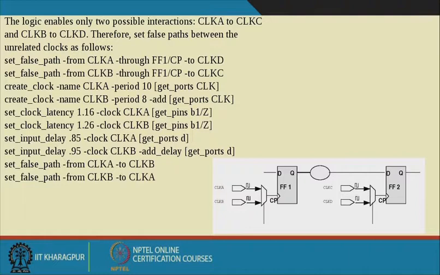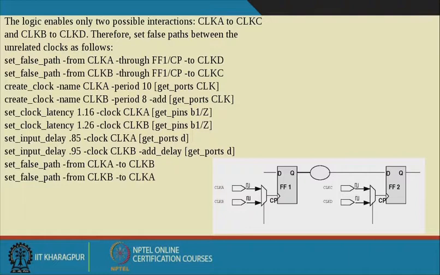Here you see create_clock minus name A with the period of this, and get_ports is the clock. Create clock B with a period of 8 and minus add, because we are adding the clock, and get_ports is clock. Then again for C and D, we have to create in the same way. Here one thing is that we have to calculate whether there is any false path available from flip flop 1 to flip flop 2.